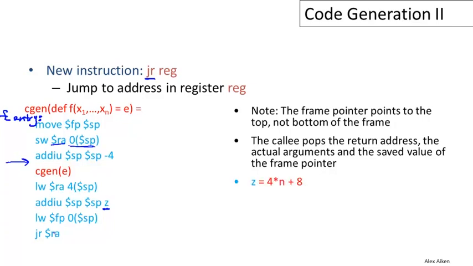And then what's the value of z? Well, there are n arguments, each of which take up 4 bytes. So the size of the activation record is 4 times n, plus there are 2 other values in the activation record. One is the return address, and the other one is the old frame pointer. Okay, and the space for 2 more words is 8 bytes. So that's the size of the activation record, so that's how much we have to add to the stack pointer to pop the activation record for f off of the stack.